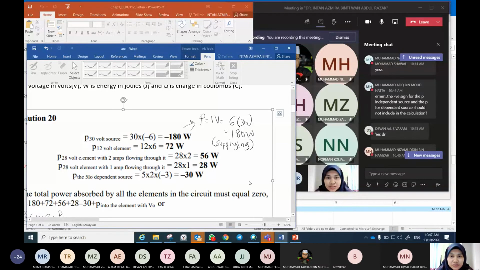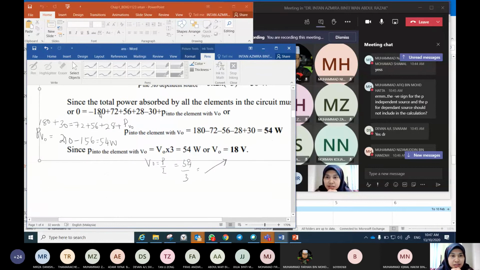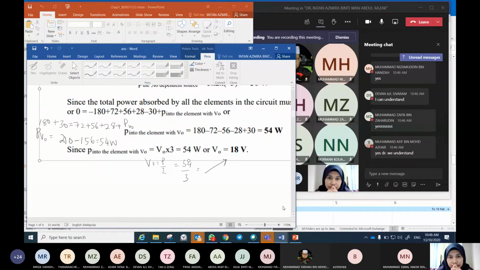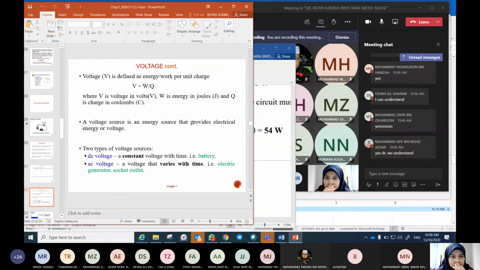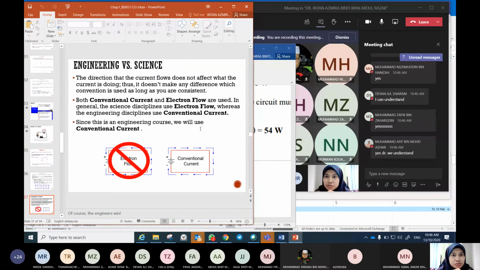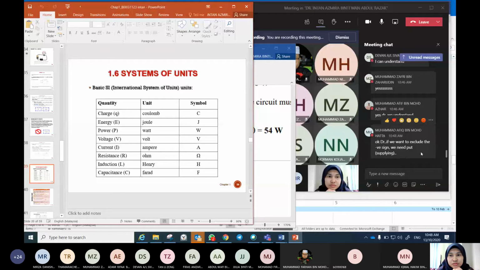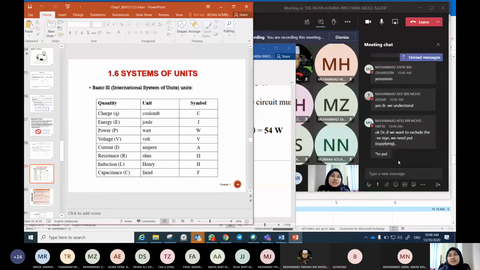Why is that negative sometimes important? Because if you write this equation, that negative sign is beneficial, otherwise you will not get this value. That negative sign is beneficial for this equation to write the equivalence of absorbing power and supplying power. So I just reviewed each slide in chapter 1. If we want to exclude it, you need to put supplying, in this chapter 1. Yes, you need to put supplying.